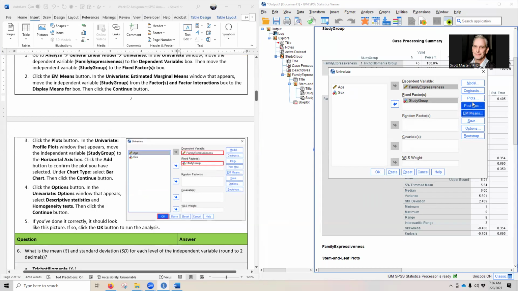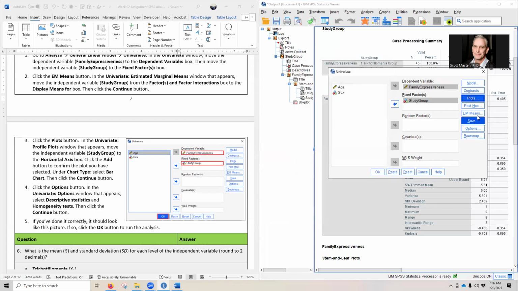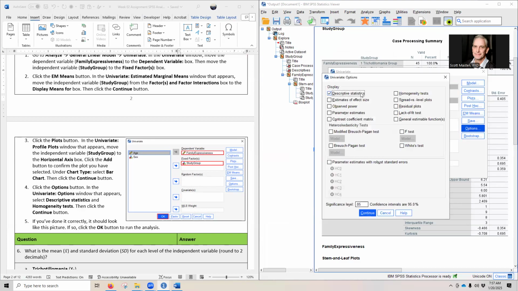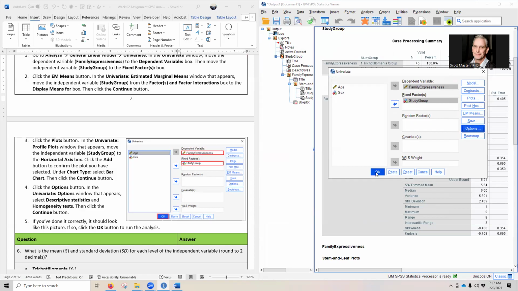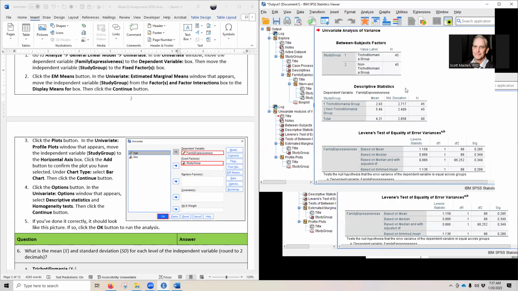Under the plots, we are supposed to move study group to the horizontal axis. Click Add, and then click Bar Chart and continue. Then finally, click the Options button. And under Options, you have to get Descriptives and Homogeneity Tests. And then click the Continue button. Finally, once everything is set up, click OK to run the actual analysis. And that's it. We've now run the analysis.